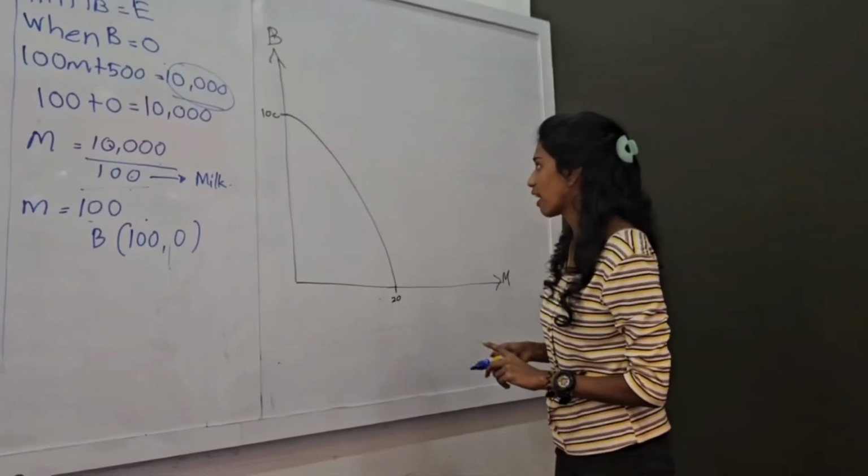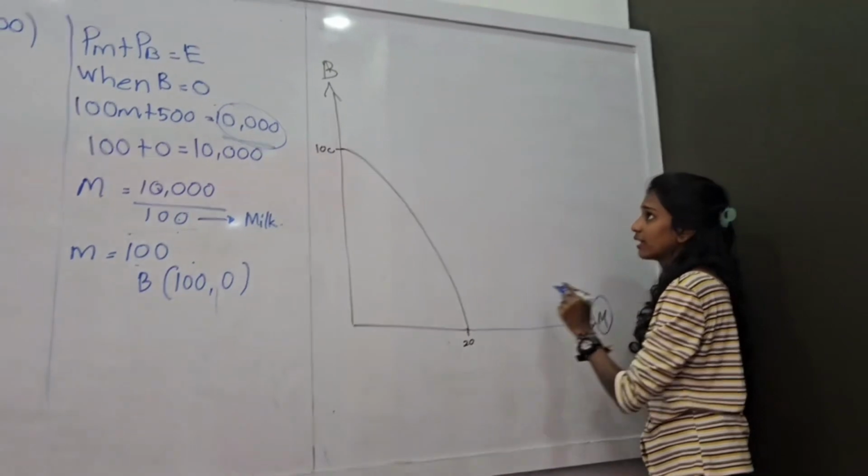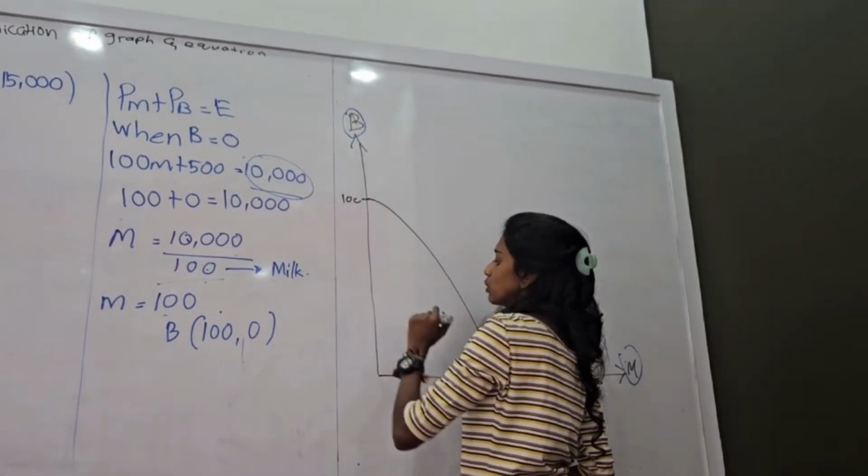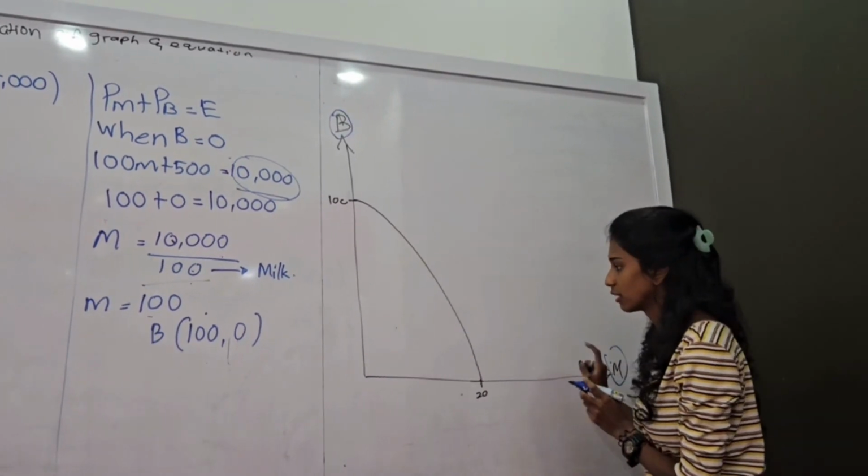So we look at the graph. This is the M and this is going to be the B. So these are the methods of the graph.